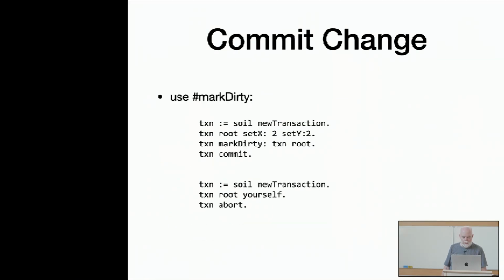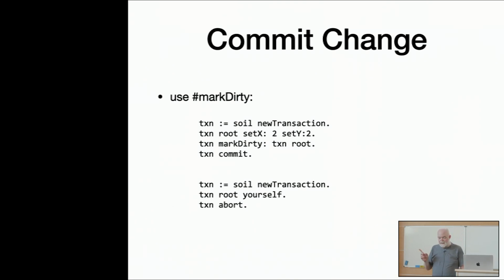So if you want to change something, you need to do it, of course, in a transaction. That's the main reason why we have a transaction: that if two people change something, they do not conflict. So again, we create a new transaction. And in this case, as we have a point in our root, we use set x, set y to change the point. And in the current version of Soil, we need to actually tell the transaction if we changed a subgraph so that it knows that it has to commit.